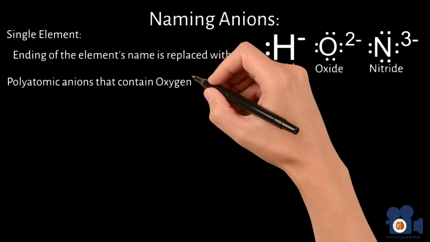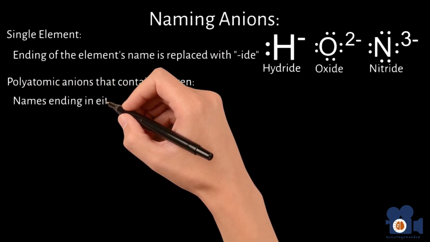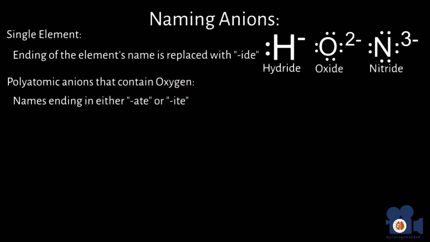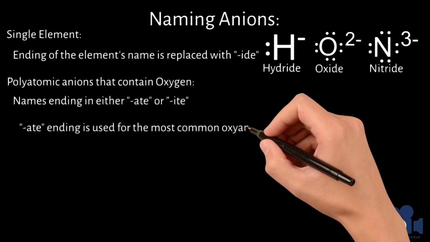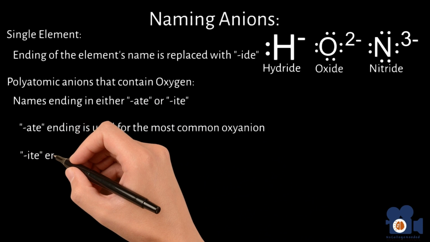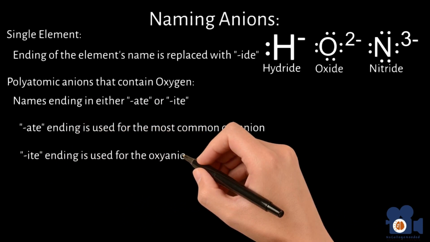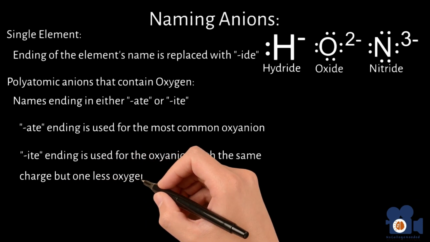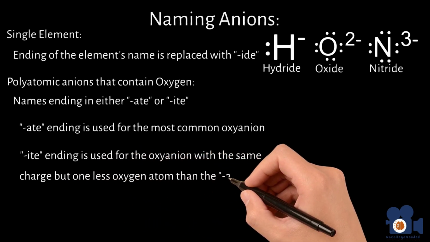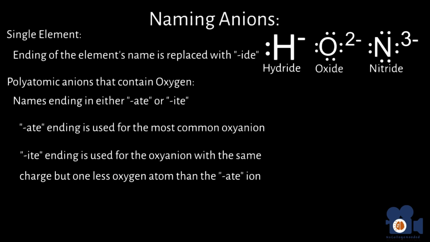Polyatomic anions that contain oxygen have their name ending in -ate or -ite. The -ate ending is used for the most common oxyanion, while the -ite ending is used for the oxyanion with the same charge, but one less oxygen than that of the -ate ion. For instance, NO3- is called the nitrate ion, and NO2- is called the nitrite ion.